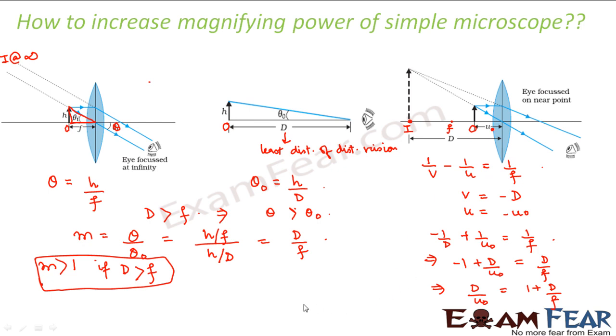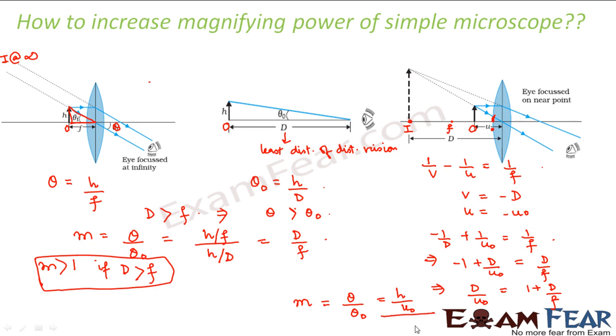Right? So now let us try to calculate the magnification in case of this simple microscope. So what will be magnification? It will be nothing but theta divided by theta naught. So what is theta in this case? It is nothing but h divided by u naught, because u is the distance. So this would be theta naught, right?